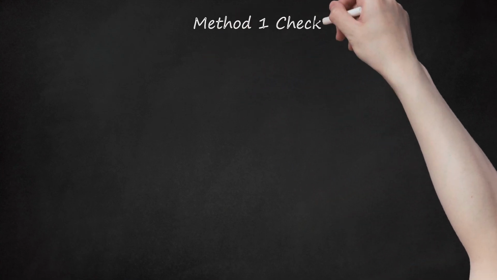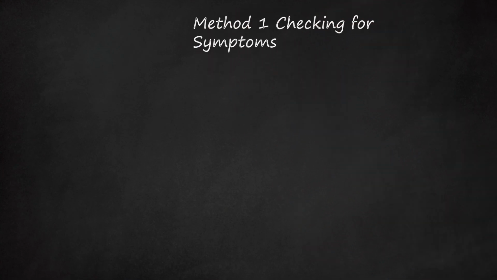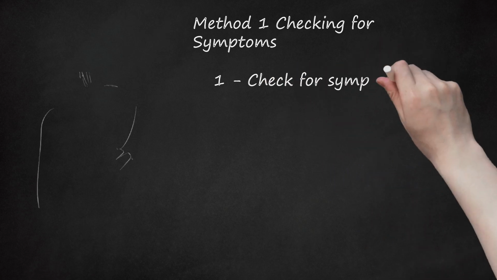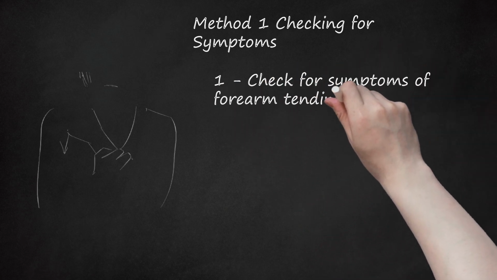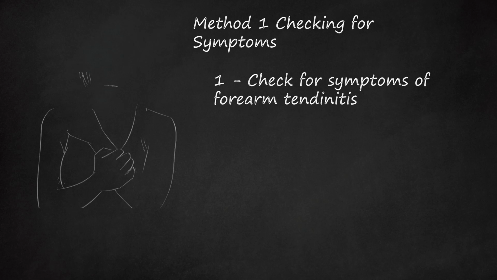Method 1. Checking for symptoms. 1. Check for symptoms of forearm tendinitis. You can feel pain from tendinitis in the forearm around the tendons that connect to the bone near your elbow. Some of the common names for forearm tendinitis are tennis elbow and golfer's elbow.